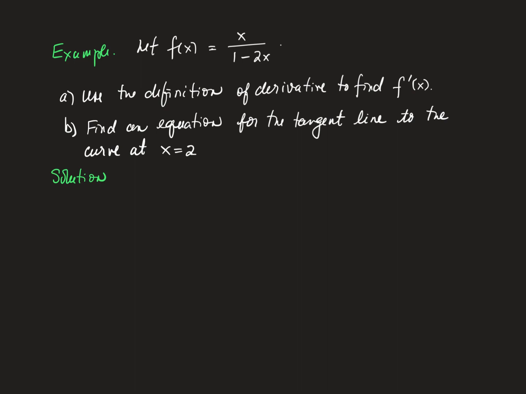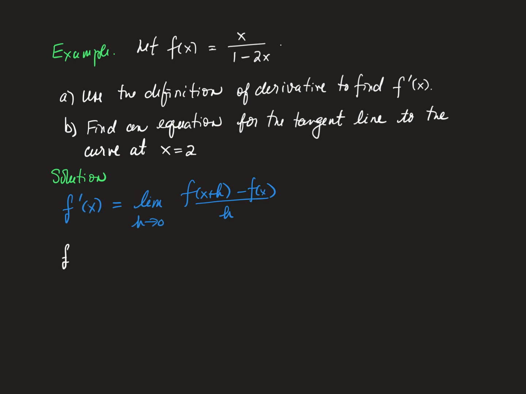In this video, I'm going to find the derivative of this function using the definition of derivative, and then I'm going to find an equation for the tangent line to this curve at x equals 2. So first of all, recall the derivative by definition is a limit: f prime of x is the limit as h tends to 0 of f of x plus h minus f of x over h. So I'm going to use that here to get this derivative.